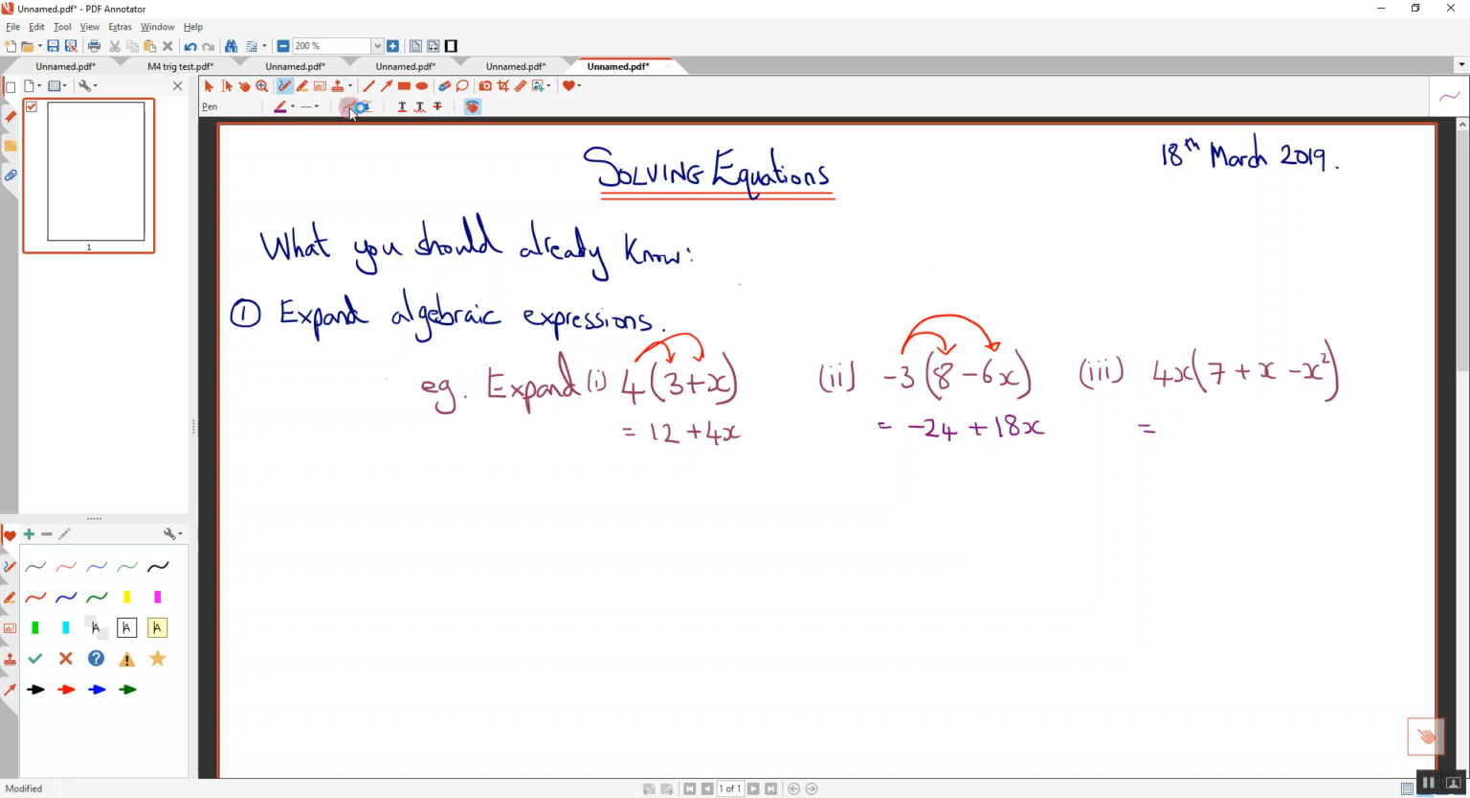And then the last one, Zaire. 28x plus 4x squared minus 4x cubed. Right, good. So we've got 4 sevens are 28x. We've got 4x times x, so x times x is x squared. And then we're taking away, because it's positive times a negative, x times x squared is x cubed. And don't forget the 4, because it's all being multiplied together.